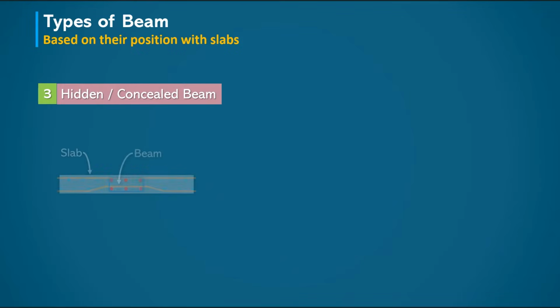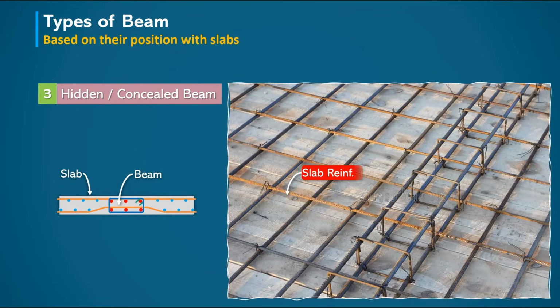Next in this category is the hidden beam. It is also called a concealed beam. It is embedded within the slab thickness, so you won't see it projecting up or down. Hidden beams are used to achieve a flat ceiling look while still transferring the load effectively.